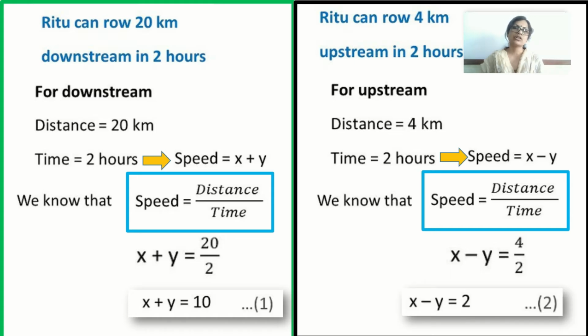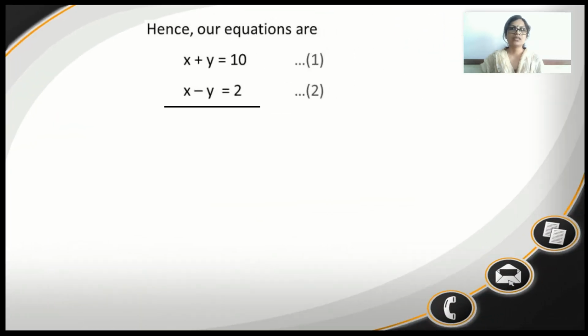This is equation 2. Now you have got both the equations, and now the sum is a simple one. What we will do, we'll solve this by elimination method. So adding equation 1 and 2, when you add it, the plus y and minus y cancel. So we are left with 2x is equal to 12.